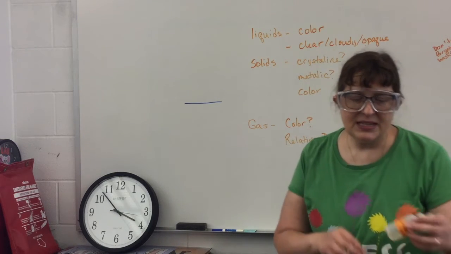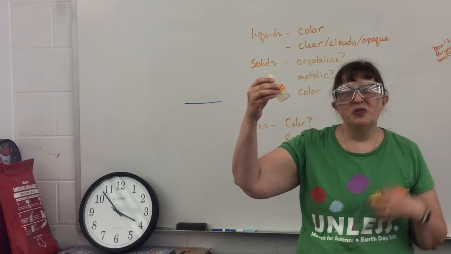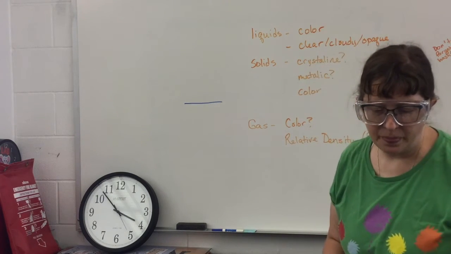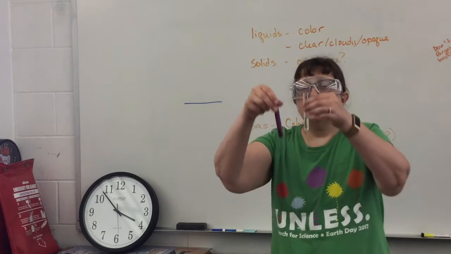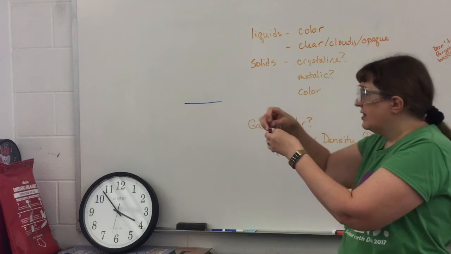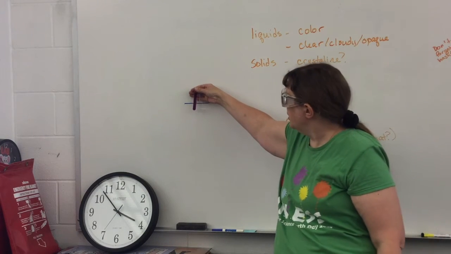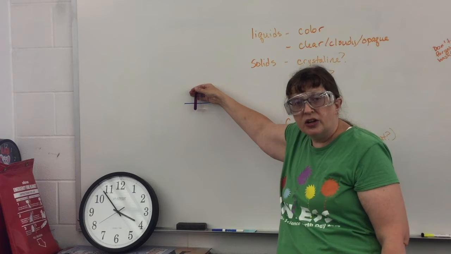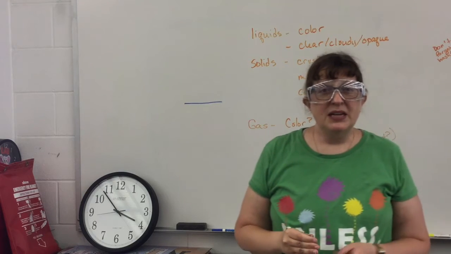The bottles themselves are not quite clear, and so you may not be able to observe all of the properties very well unless it's in the test tube. First, let's look at color. These two test tubes contain liquids that are different colors. One is purple and one is colorless. Now they're both clear.